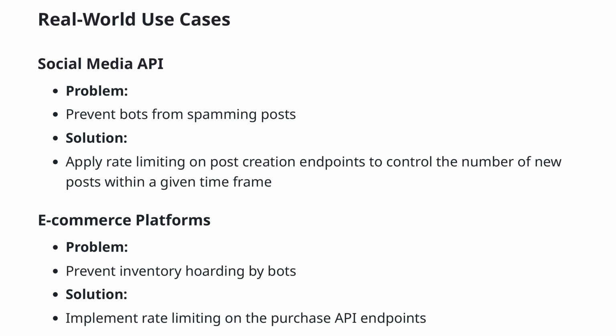Another example is in e-commerce platforms. A significant problem faced here is bots attempting to hoard inventory, which can result in unfair advantages to some users and a poor experience for genuine customers. Implementing rate limiting on purchase API endpoints can help address this issue by controlling the number of purchase requests that can be processed in a given period. By applying these strategies, you can manage traffic efficiently, protect your system from abuse, and enhance user satisfaction.